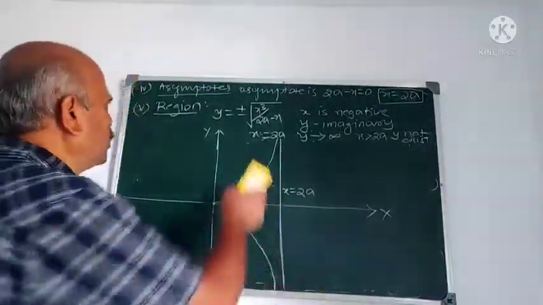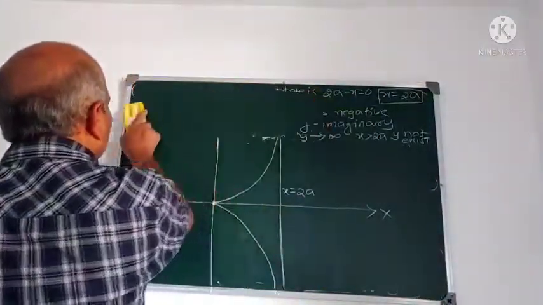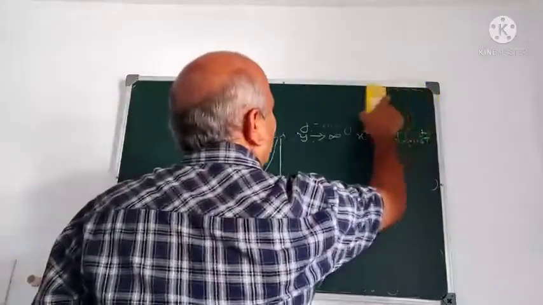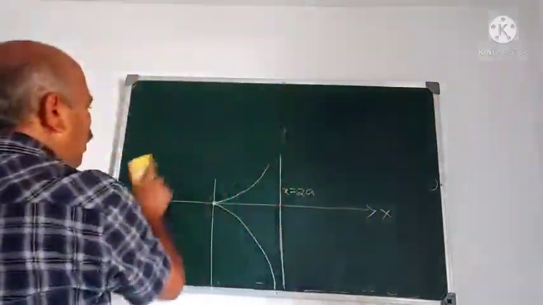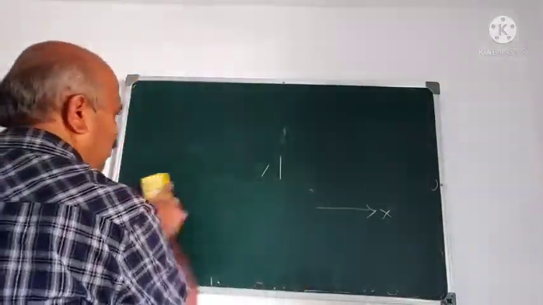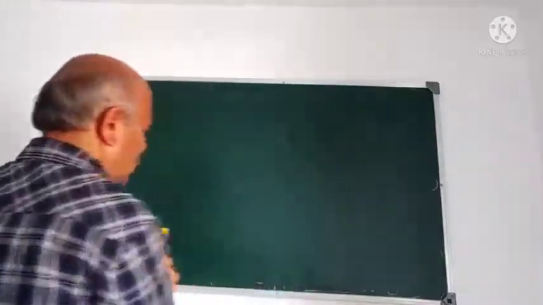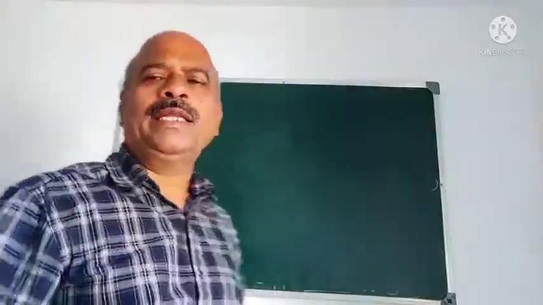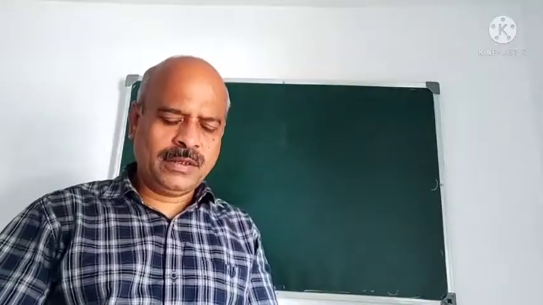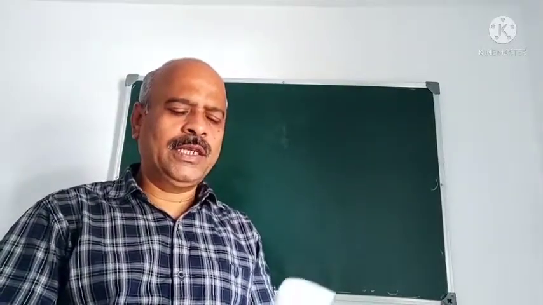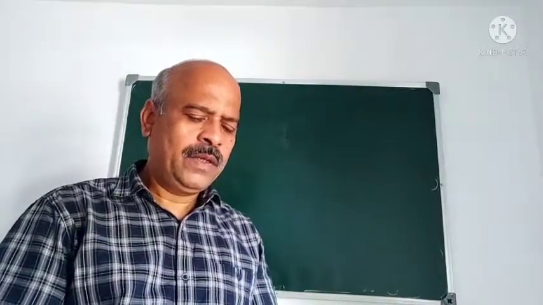I think you followed the procedure. First you have to write the observations here: what you observe from the given curve about asymptotes, region, tangents, points of intersection. Using that you can easily draw the curve.